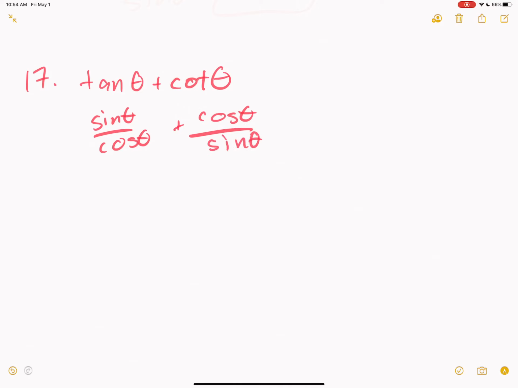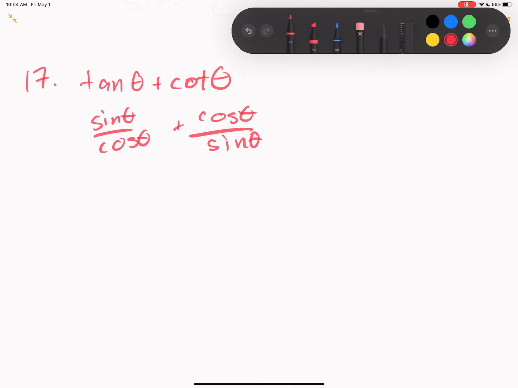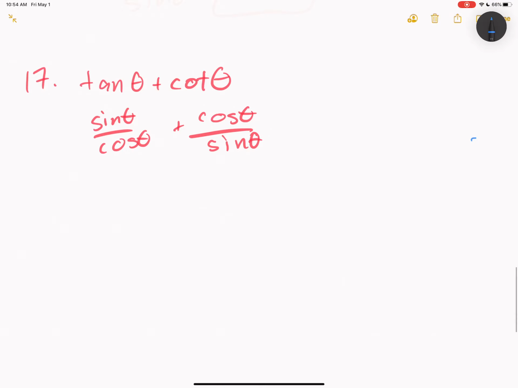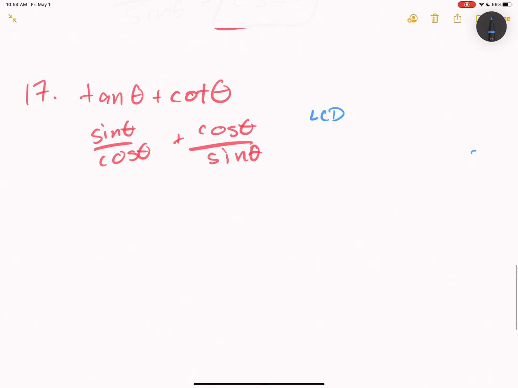The next one I want to do is 17. 17 is a little tricky. I have tangent theta plus cotangent theta. So once again, I'm going to convert everything to sine and cosine. So this is sine theta over cosine theta plus cosine theta over sine theta. Right now, because I want to combine these things, I need an LCD. So the LCD, remember, you're looking at your bottoms. I see a cosine and I see a sine. So your LCD is cosine theta times sine theta.